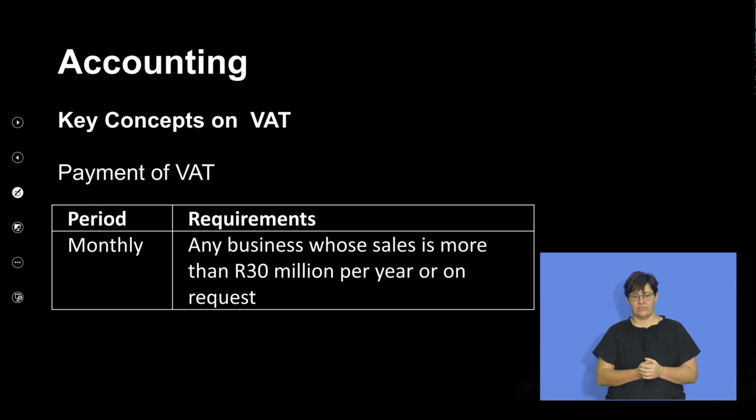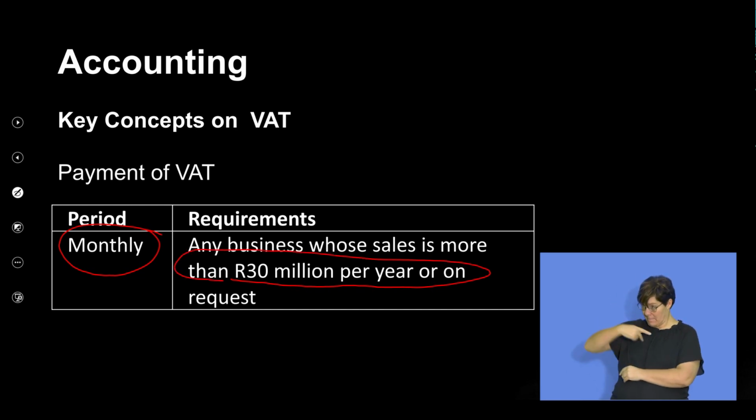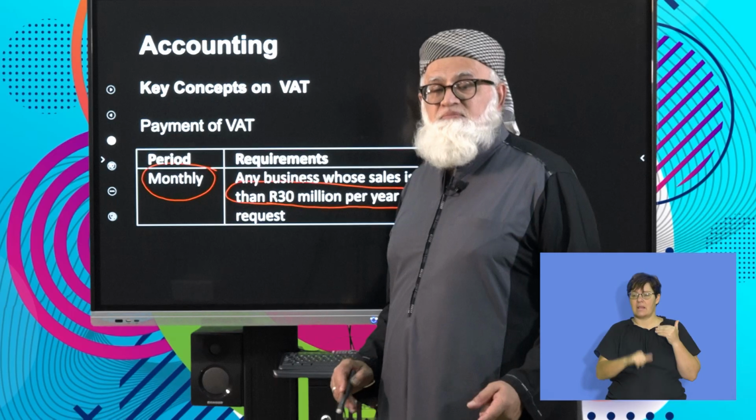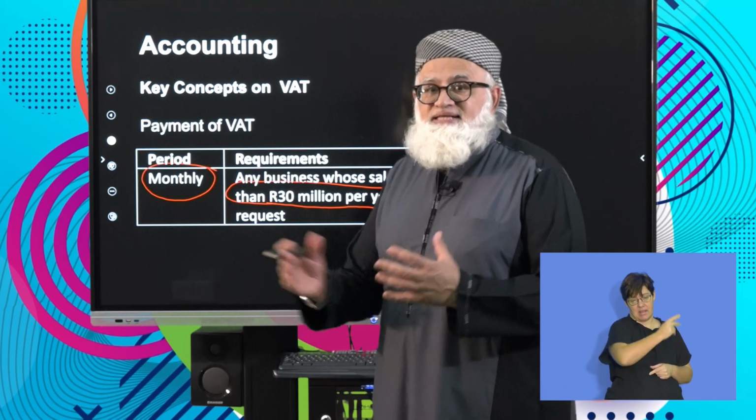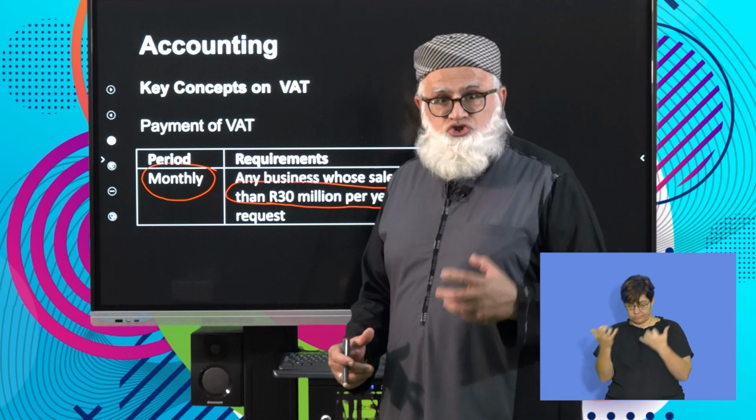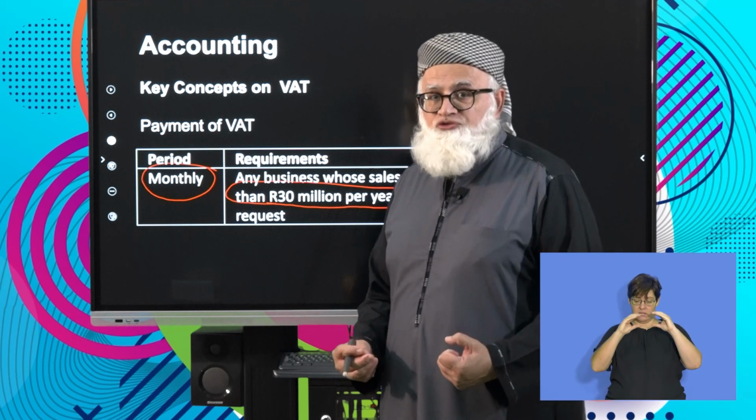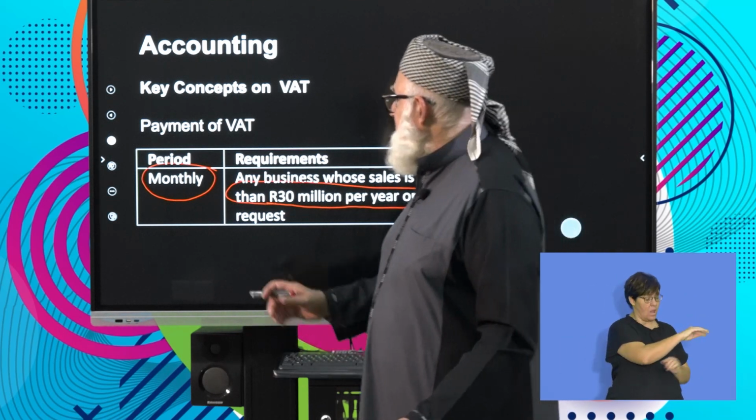Okay, now, if you look at payment of VAT, some businesses have to pay VAT over to SARS on a monthly basis, right? So those businesses that have a turnover of more than 30 million per year can do a monthly return to SARS. That means at the end of the month, they determine whether the amount is due to SARS or due from SARS. That means they do a monthly return.